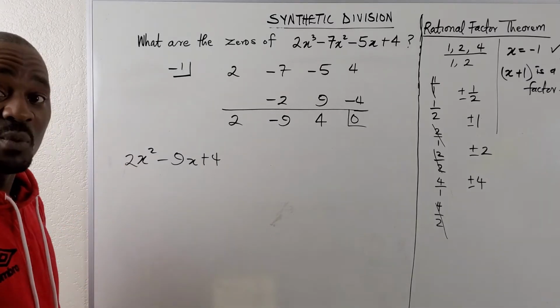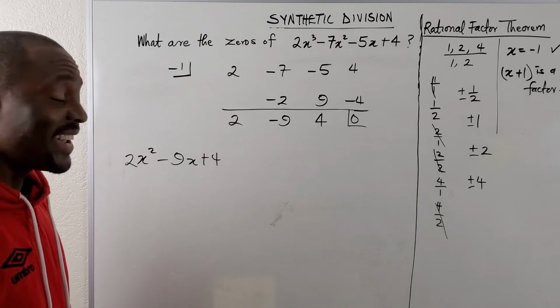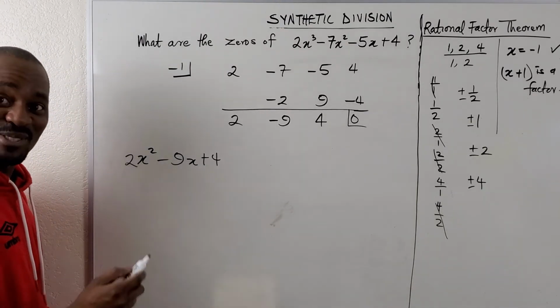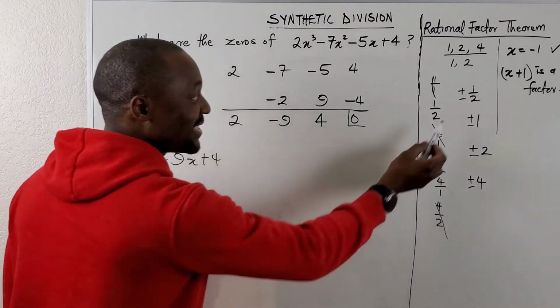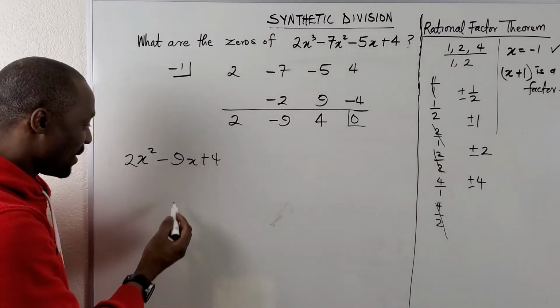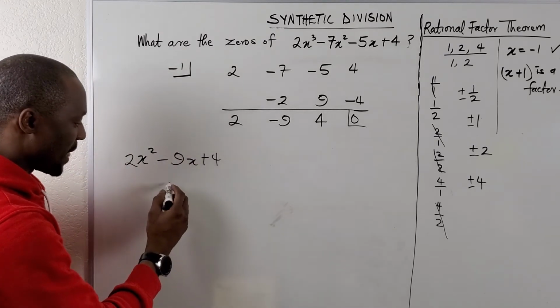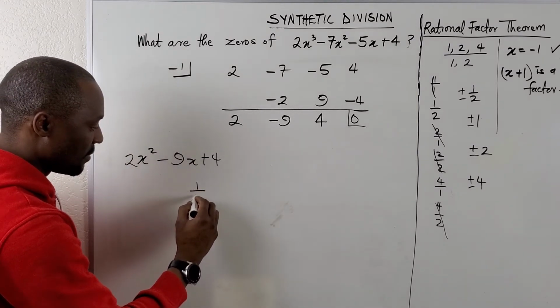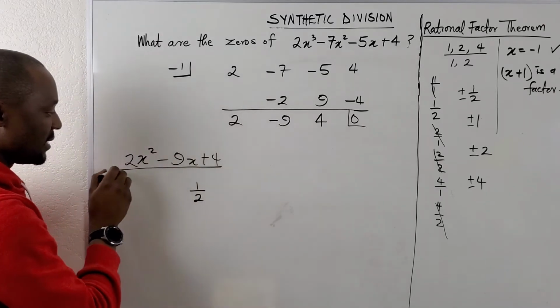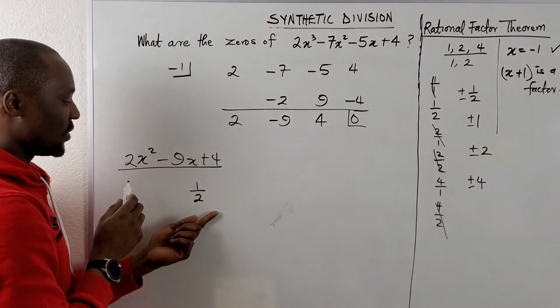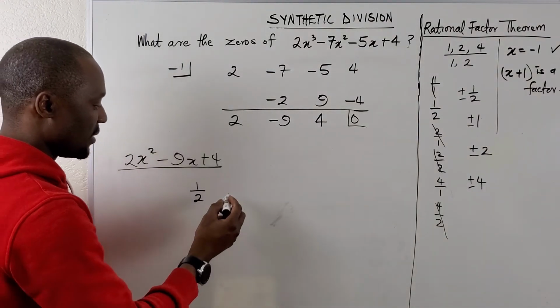Maybe 1/2 will work. Let's try it. Synthetic division. 1/2 of this. Okay, I'm just going to try it and see if positive half is going to work. If it works, then great. So let's try half. So you have 1/2. We want to do the synthetic division of this, to see if it's going to work and give us a remainder of 0.